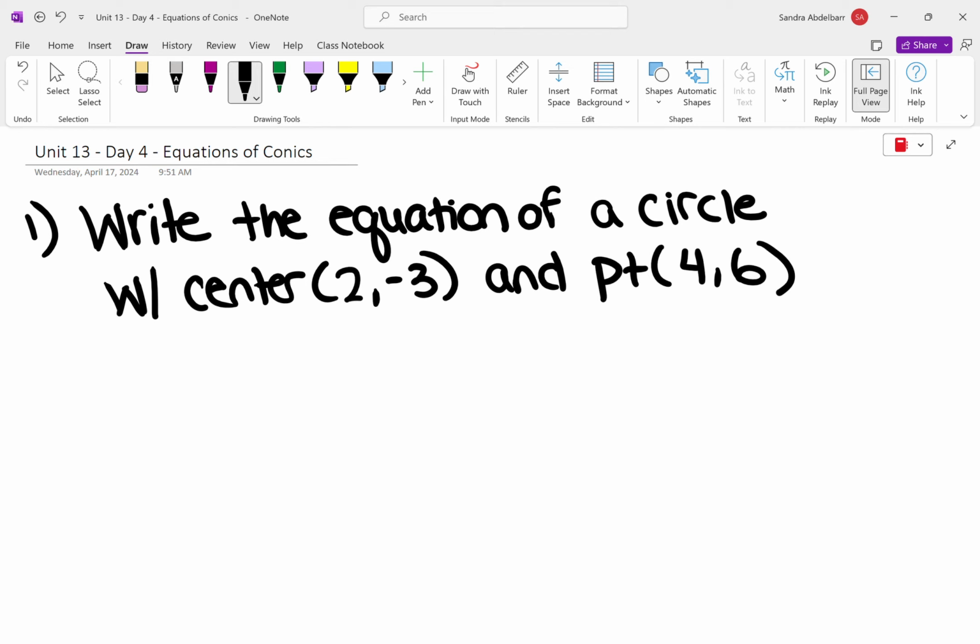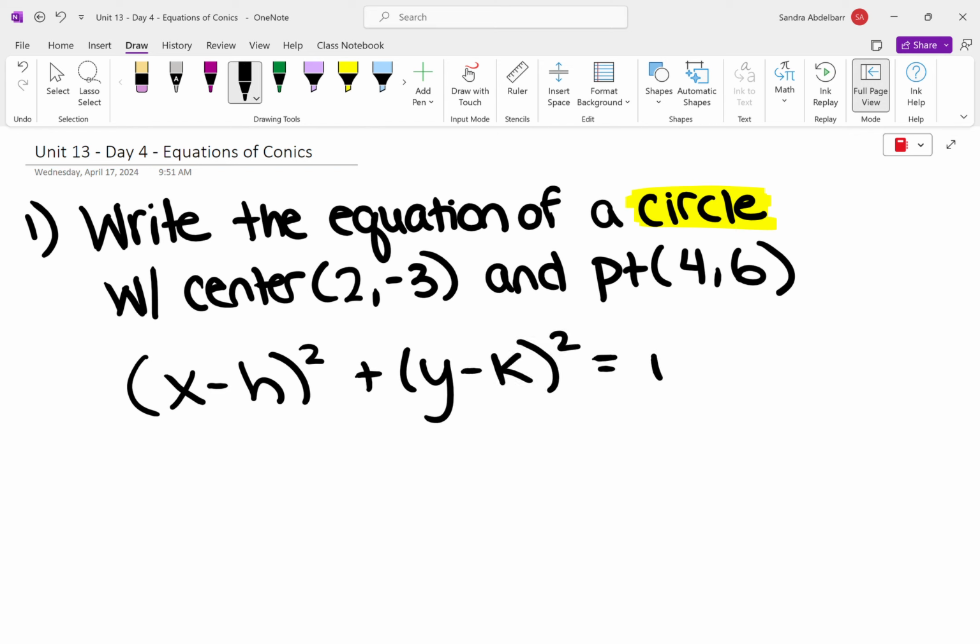Okay, because this wants an equation of a circle, I have to remember what the standard form of the equation of a circle looks like. That's going to be the quantity x minus h squared plus the quantity y minus k squared equals r squared. In order for this to make sense, we need a number for h, a number for k, and a number for r. Once we have that, we are good.